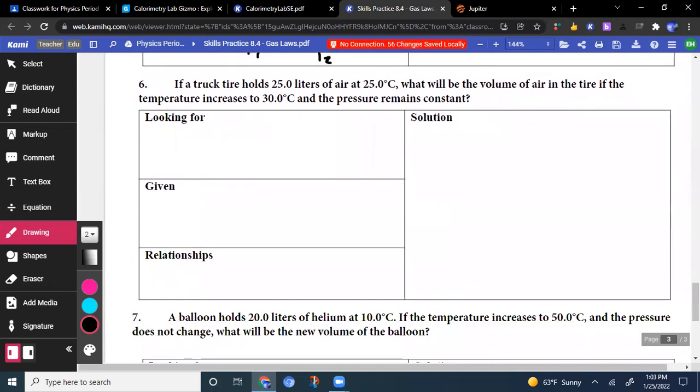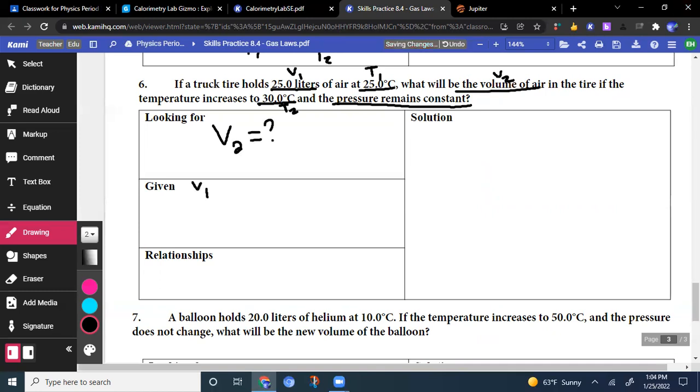Number 6. If a truck tire holds 25 liters of air, so 25 liters is V1, at 25 degrees Celsius, that would be temperature 1. What will be the volume of air in the tire if the temperature increases to 30 degrees? We'll call that T2. And the pressure remains constant this time. All right, we are looking for what will be the volume of air, V2. V2 is our question mark.